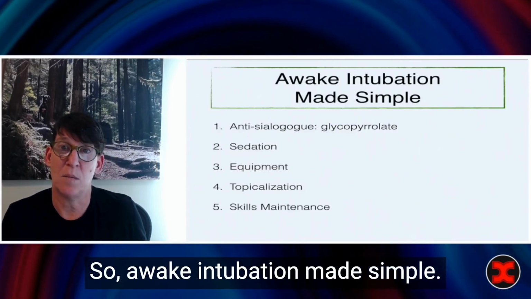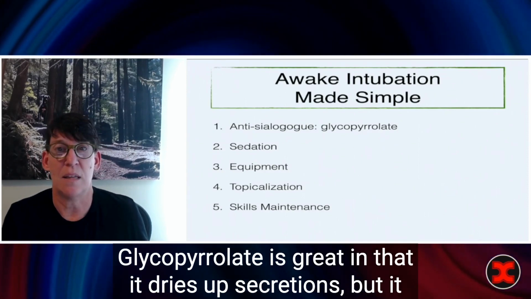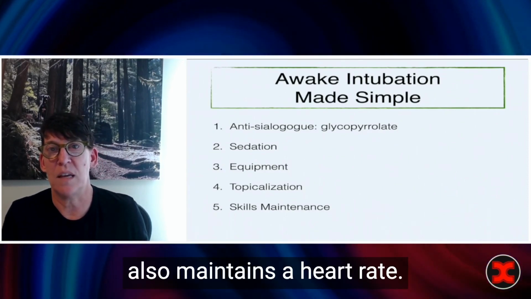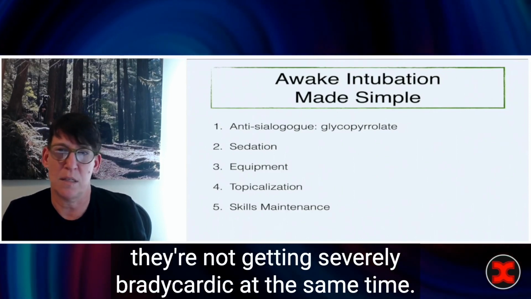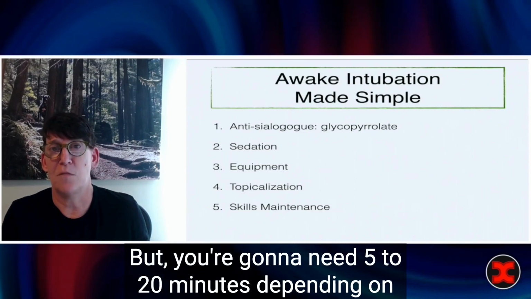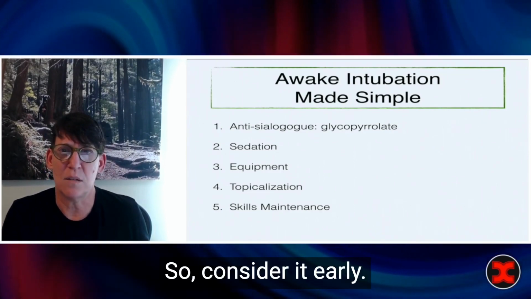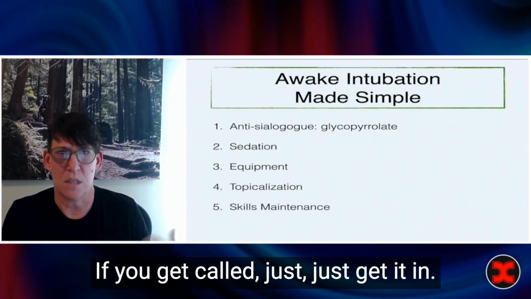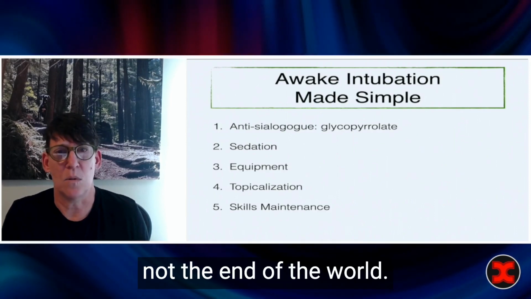So, awake intubation made simple. This is my approach. Glycopyrrolate is great in that it dries up secretions, but it also maintains a heart rate. When somebody's getting severely hypoxic, at least they're not getting severely bradycardic at the same time. But you're going to need 5 to 20 minutes, depending on how you give glycopyrrolate. So consider it early. If you get called, just get it in. And if you don't, remember it. It's not the end of the world.